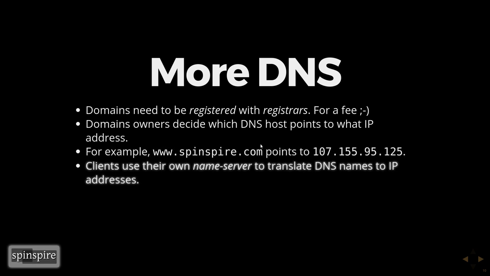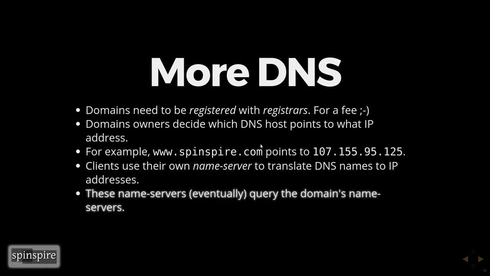So, clients, on the other hand, for example, if you are trying to visit www.spinspire.com on your browser, you will not be hitting my own DNS server, my own name server, because you probably have your own name server or DNS server provided by your internet service provider. And that DNS server, somehow through a chain of events, ends up querying my DNS server for where is www.spinspire.com? What IP address does that point to? So these name servers eventually query the domain name server, which is spinspire.com's name servers. And then there can be some caching. There can be some delays in transferring the names to the IP addresses.